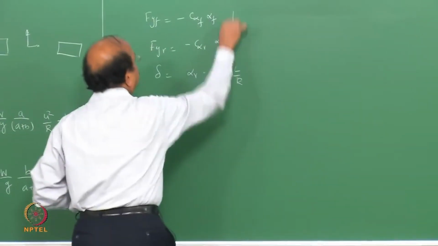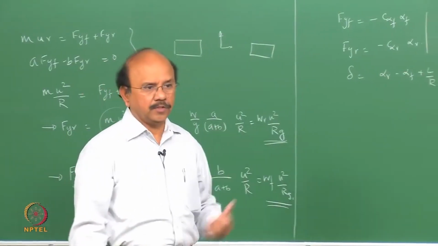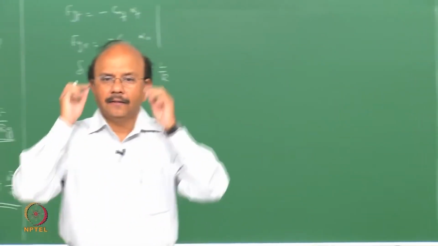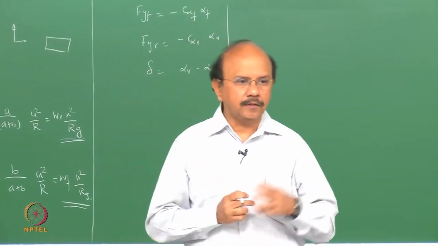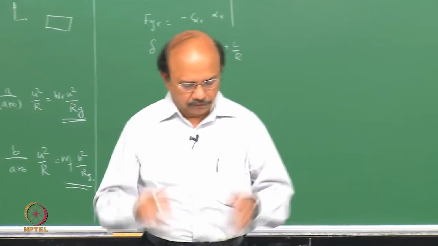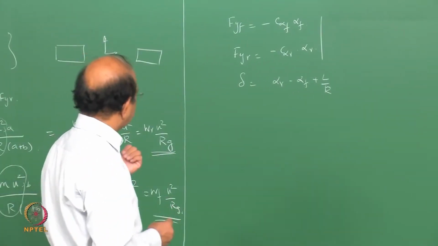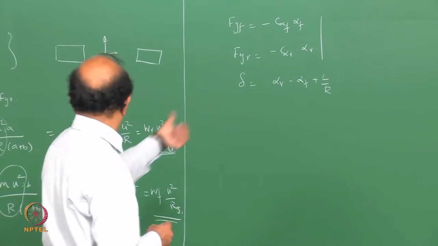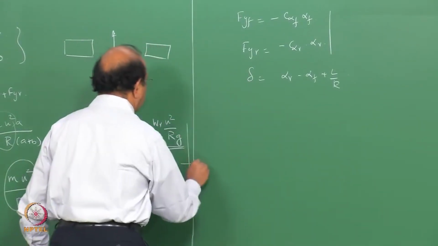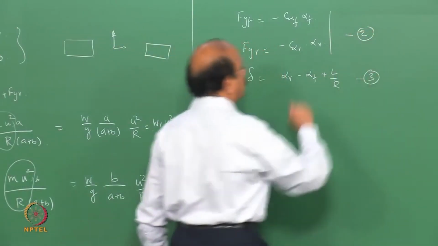Now, this is also something which we wrote in the beginning of this derivation, that the forces that are acting can be expressed in terms of the stiffness. In other words, we are using a linear model for the tire. Right. Now, let us substitute these expressions. Here, let me call these 1, 2, and 3.